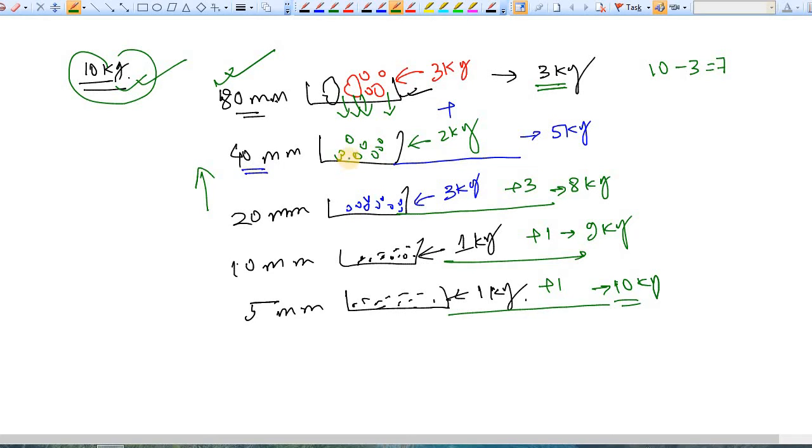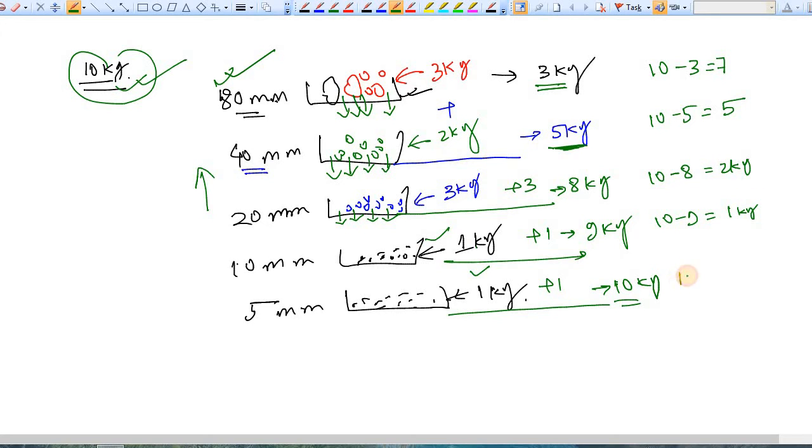And for this size, what is the material passed? This is 10 minus total retained, that is 10 minus 5 kg. What is the total material passed through this size? Well, this is 10 minus 8, that is 2 kg. Here 1 kg and here 1 kg. And here 10 minus 9, that is 1 kg.